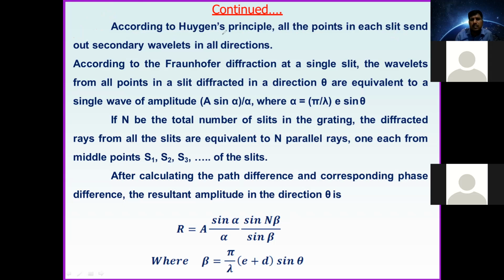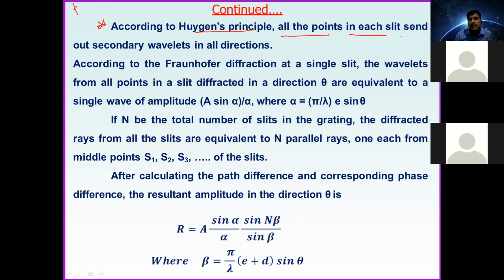So according to Huygens, the great scientist's principle, all points in each slit, that is, even at each slit there are many points, send out secondary wavelets in all directions. According to Fraunhofer diffraction, at a single slit, the wavelets from all points in a slit diffracted with an angle theta are equivalent to the single wave amplitude.